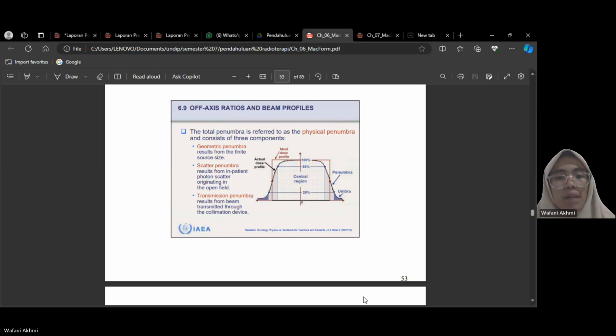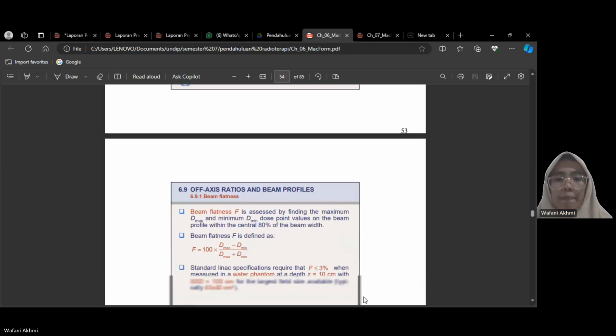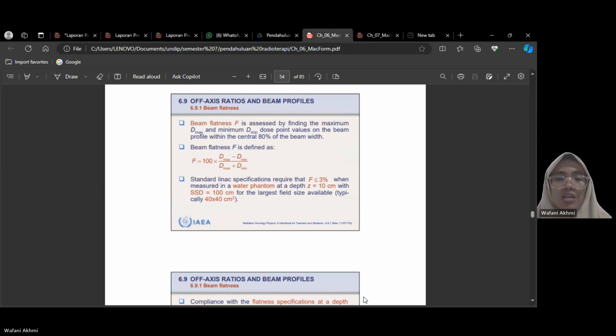The total penumbra is referred to as the physical penumbra and consists of three components. The first is geometric penumbra, the second is scatter penumbra, and the last is transmission penumbra. And beam flatness F is assessed by finding the maximum beam value and minimum beam value, those point values on the beam profile within the central 80% of the beam width.